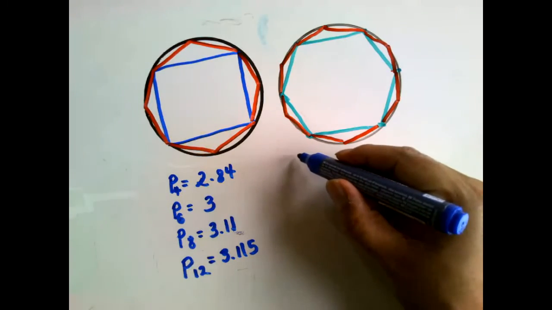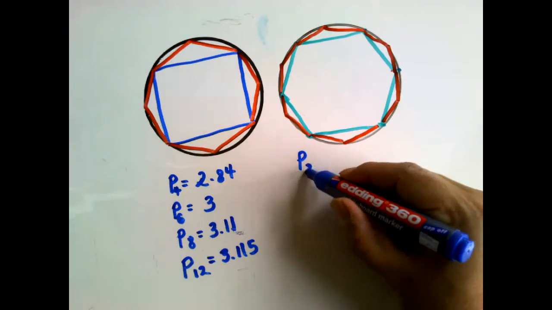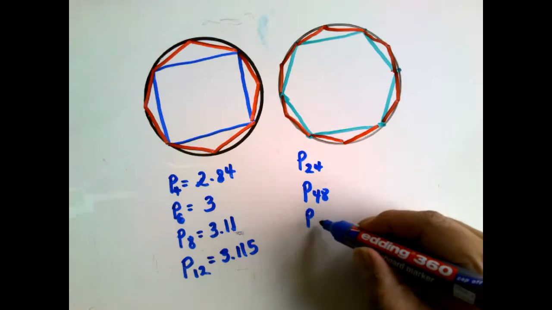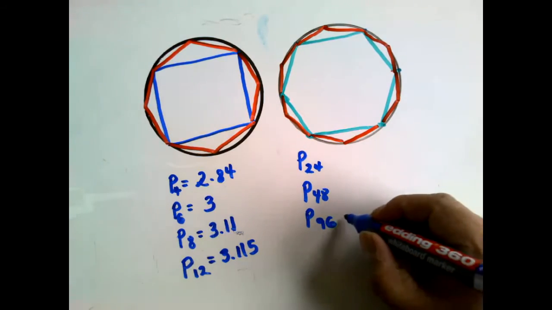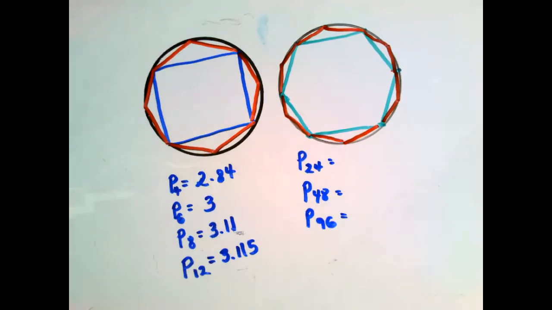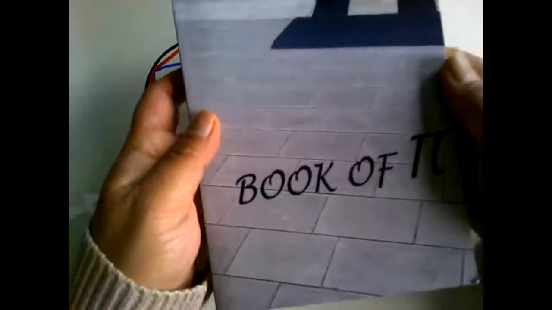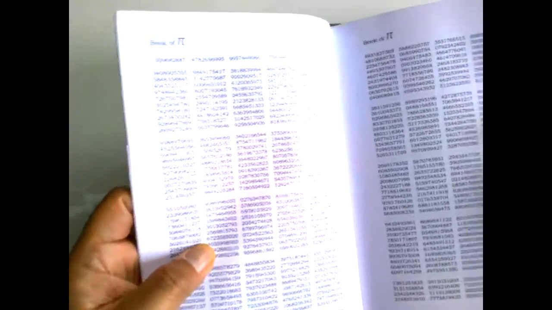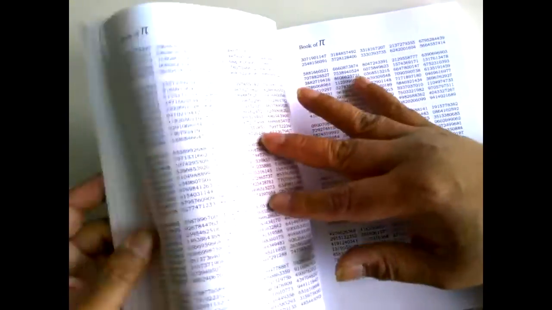Archimedes went on to solve for the perimeter of the 24-sided figure, the 48-sided figure, and the 96-sided figure. Now, I'm going to show you a book. This book is really the value of pi. A book of pi. This whole book is the value of pi. So there you go.